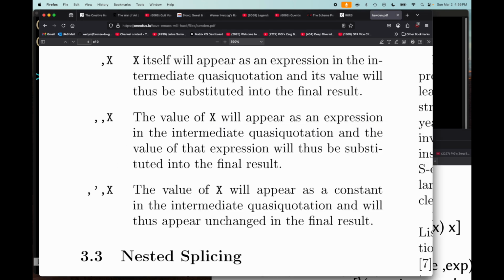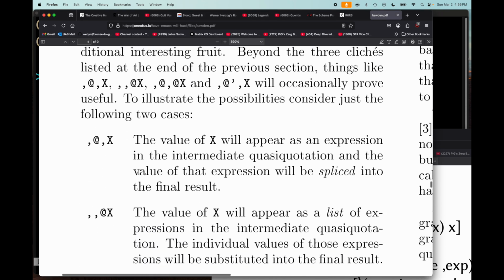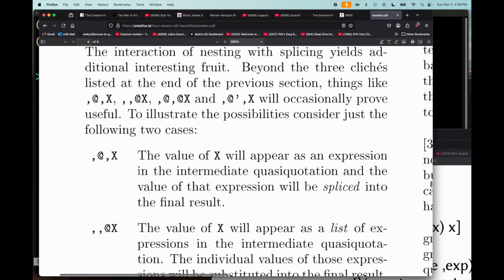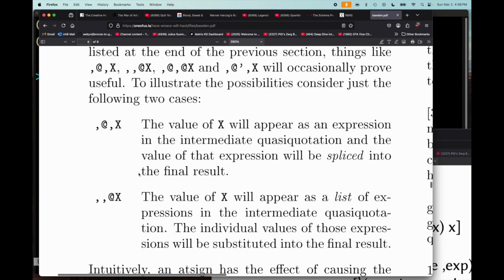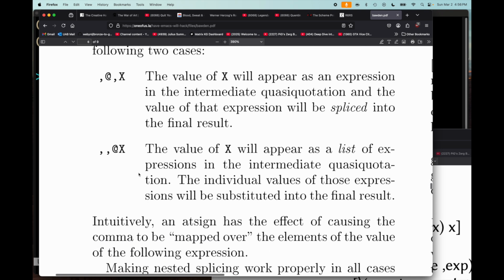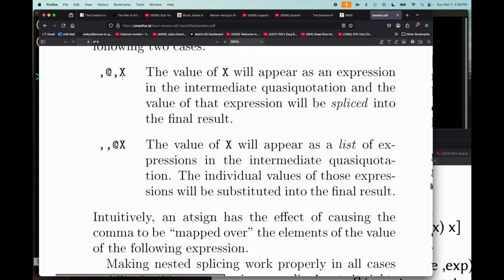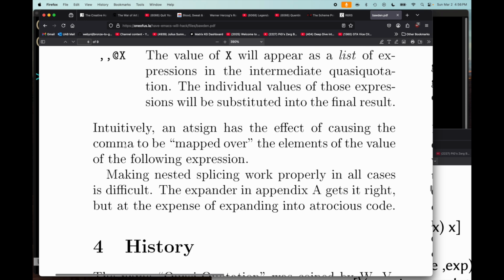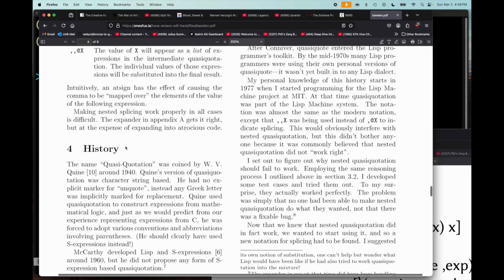So there are these idioms, and when you're doing nested splices, that's one of the cool things about this paper: it has a collection of idioms. Here are some patterns that can be useful that you might come up with, like comma-at-comma x. Okay, comma-at is unquote-splicing. You can splice in a list, for example, and then comma-comma-at. So comma-at-comma is different from comma-comma-at. Okay, and so the different ways you might use these things.